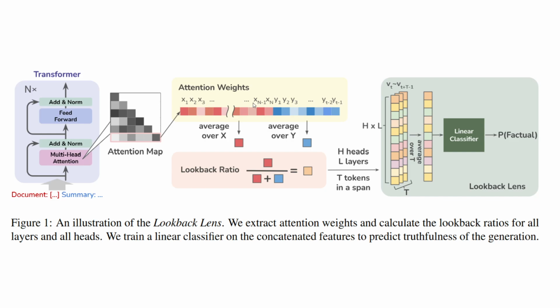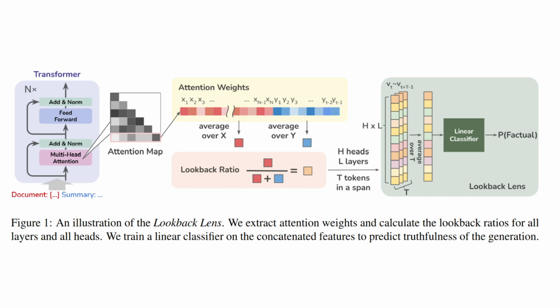So these are x1 to xn, your context, and y1 to yt minus 1 is the generation. You average over x, you get this, you average over y, you get this blue block, and then this is your ratio. Now you have h heads, l layers, and t tokens in a span. So you have h cross l number of entries in each of these vectors, and then you have t of them. You average over t, you get this one vector, you pass it to a linear classifier, and you get the probability of it being hallucinated or not. So I hope this part is clear.